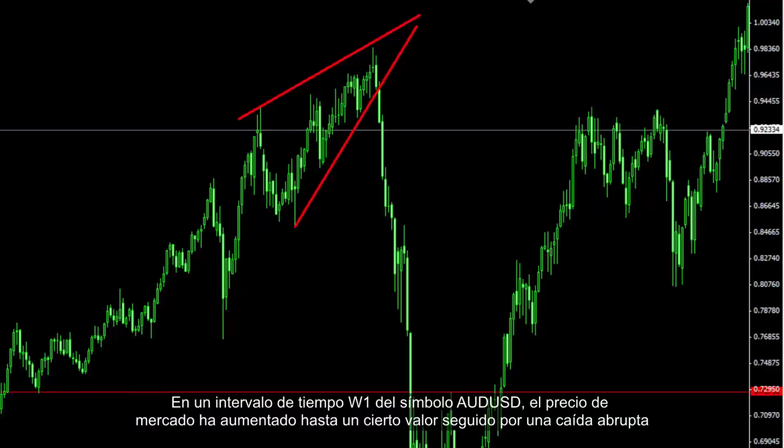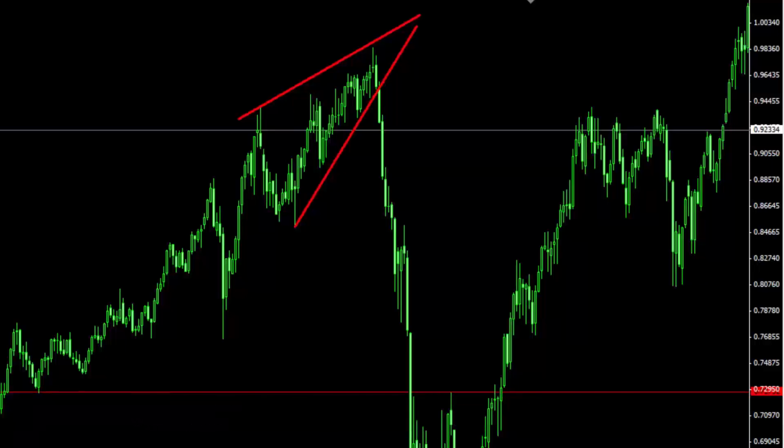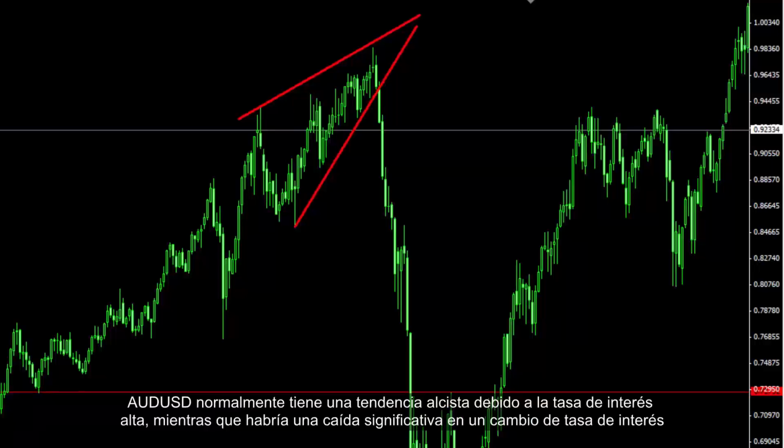On W1 time frame of Australian dollar against the US dollar, market price has increased to a certain value, followed by an abrupt decline. Australian dollars against US dollars normally has an upward trend due to high interest rate, while there would be a sharp decline on an interest rate change.